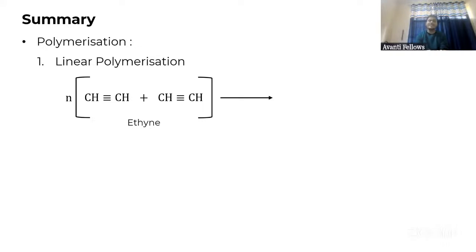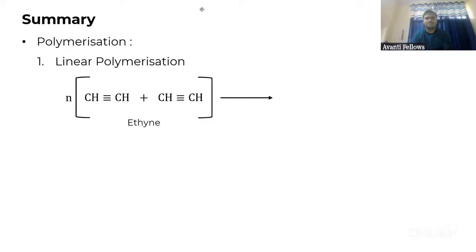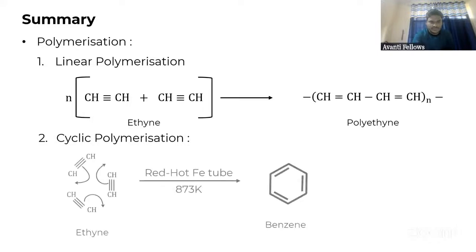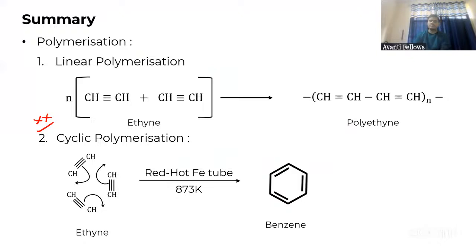So in linear polymerization, when the n number of ethine is treated, or we say when the polymerization of n monomers of ethine takes place, then polyethylene will be produced. In cyclic polymerization, which is very, very important, we take 3 mole of ethyne and treat it with a red hot iron tube at 873 Kelvin, then formation of benzene will take place. Okay? So this is all about alkyne, their methods of preparation, their physical properties, and their chemical properties.